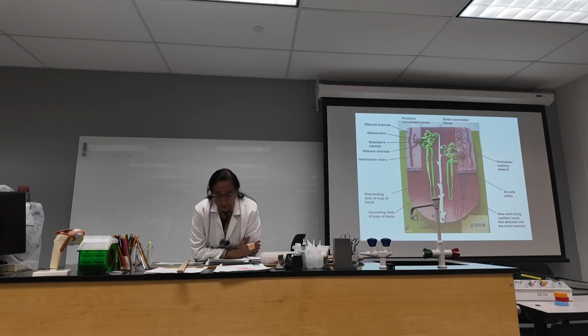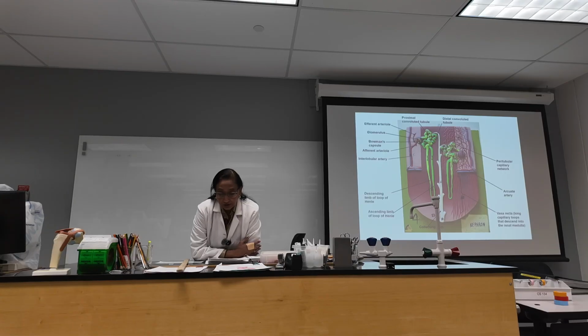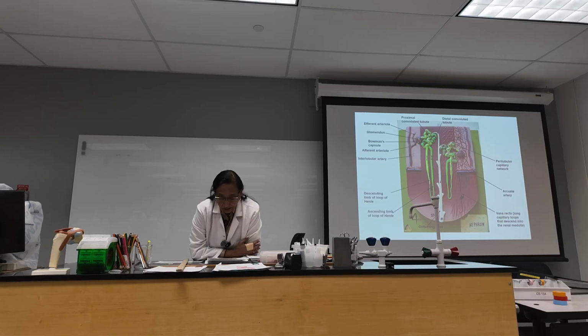Now, on the same model, you should know afferent arteriole. So look on the right side of the picture: afferent arteriole, efferent arteriole, renal corpuscle, arcuate artery, arcuate vein. We are going to come to this.